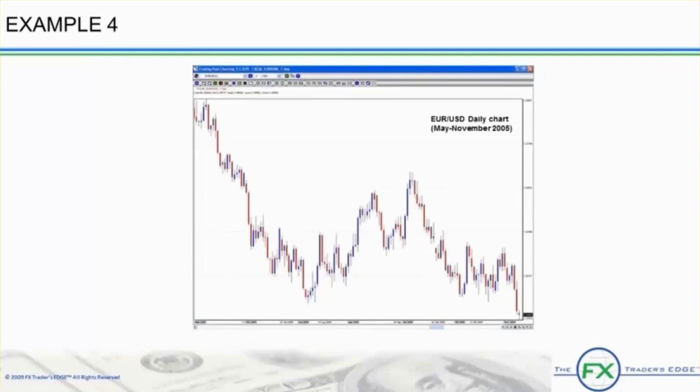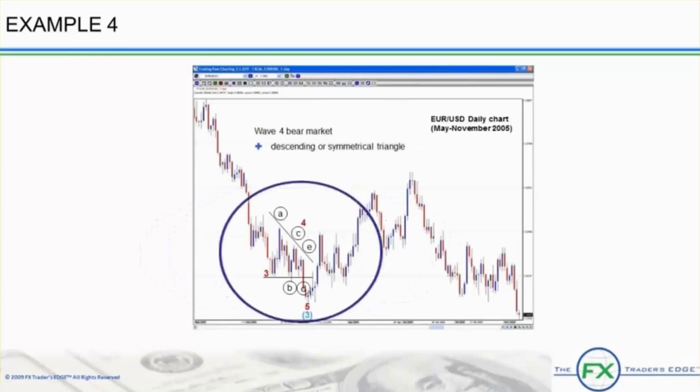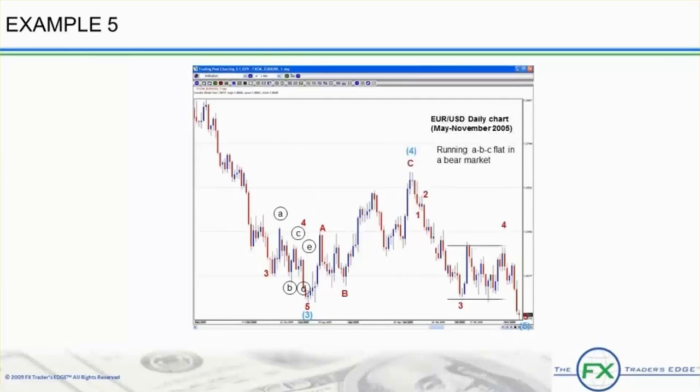This chart is the Euro-USD daily from May to November 2005. The first pattern is a descending triangle, which shows up in a fourth wave position of wave 3. The breakout of this pattern concludes the subwave 5 of the wave 3. Also note the declining tops and flat bottom in the descending triangle. The second pattern is a running ABC flat, which also shows up in the fourth wave position, but in wave 5. The running ABC flat is akin to a rectangle formation in classic chart pattern analysis.